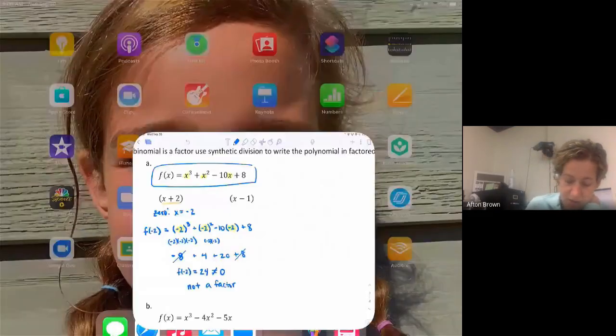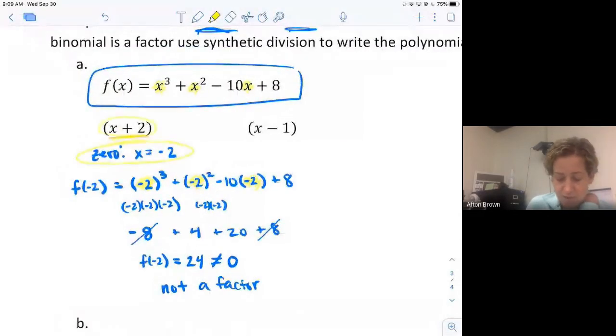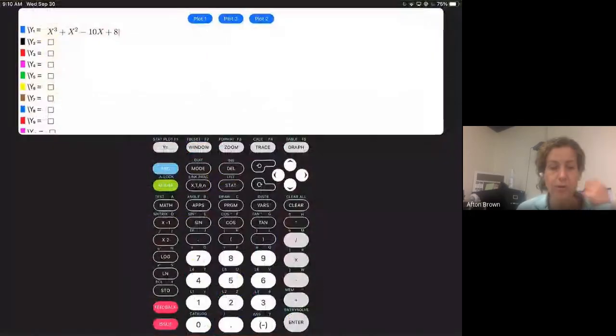So on here, we found the 0. The rule is we find the 0 because we're trying to find the 0 of this, and then we want to plug that -2 into the function. The calculator can do all of this for us without us having to type in those parentheses. So what I can do is pull up y1.